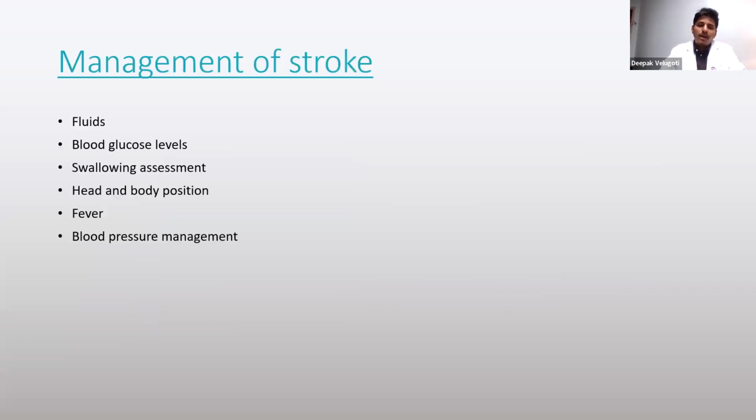After stabilizing the patient, we have to manage the patient. So we'll go one by one based on fluids, blood glucose levels, swallowing assessment, head and body position, fever, and blood pressure monitoring.